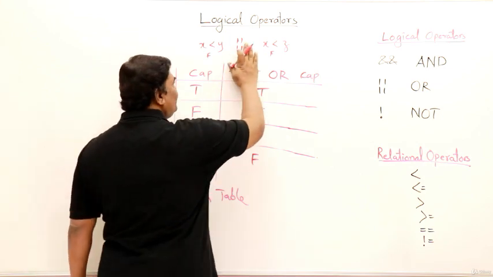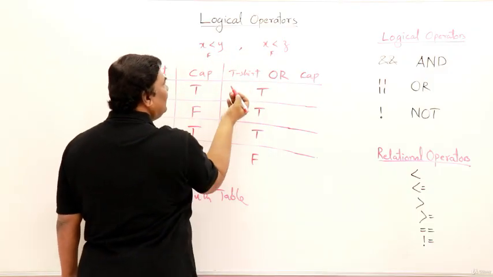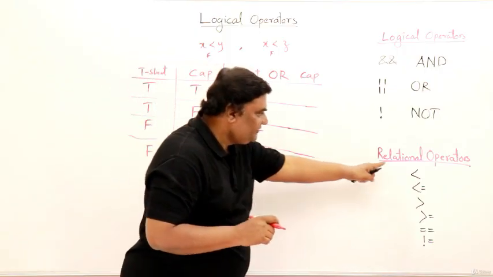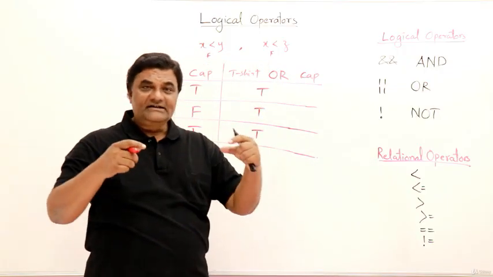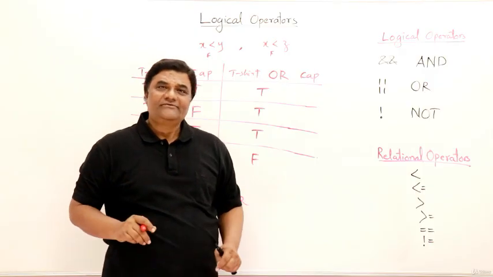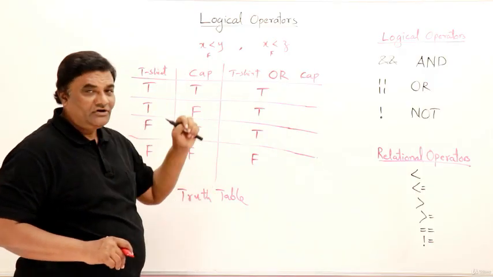Mostly students get confused here in the beginning: to write two conditions, they write a comma or they leave it blank. No, a conditional statement means two conditional statements using relational operators that are joined using logical operators. Then one last thing I have to show you, that is not. So I'll just remove this table and I'll show you not.